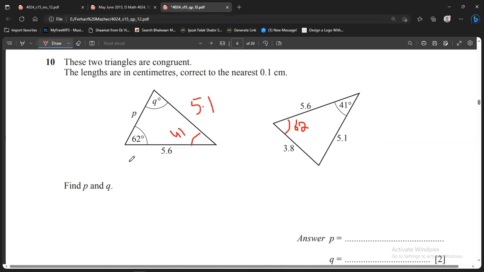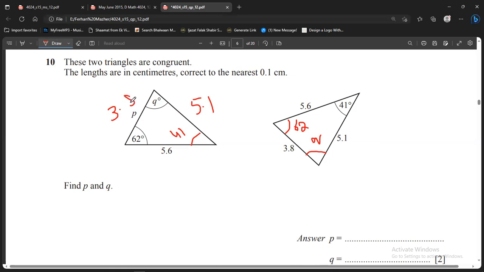And what will be this third angle? How much will be this third angle? We can find out. From 180 subtract 41 and 62, you will get this angle. So that will be the Q. And the P will be between the 62 and this angle Q here. This is Q angle. And that means 3.8. So this will be how much?